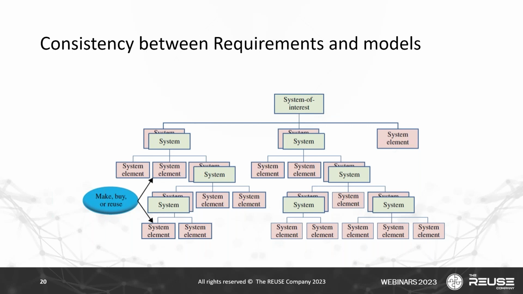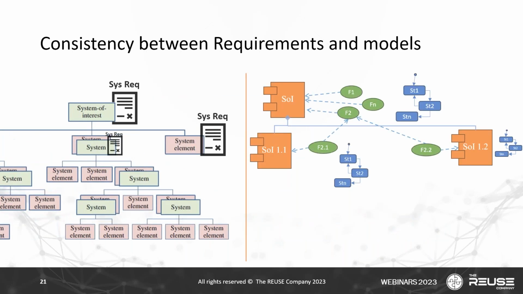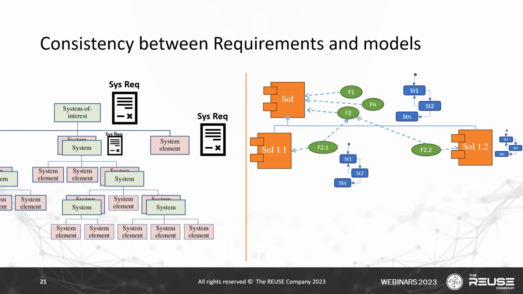Normally, we try to adapt this notion of divide and conquer, and we keep dividing this system into smaller systems until the size of each system is enough to make the decision to make, buy, or reuse each one of those components. When we can ask ourselves this question and have a clear answer is when we stop the decomposition. And for each one of those systems of interest, we should be dealing with different requirements documents, right?